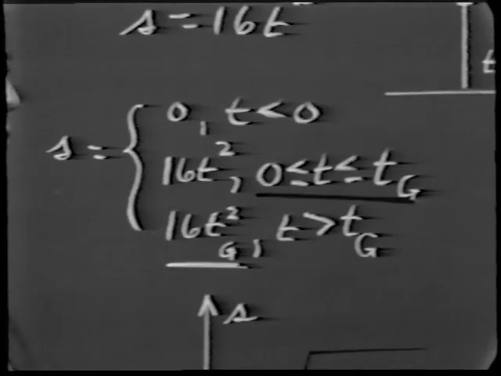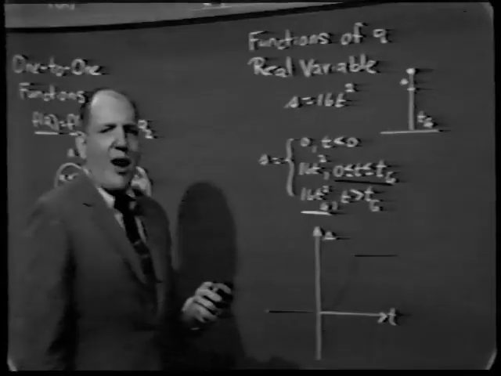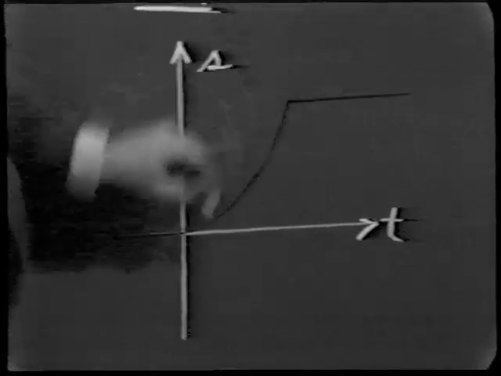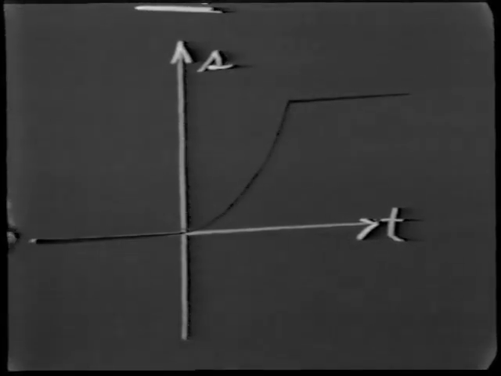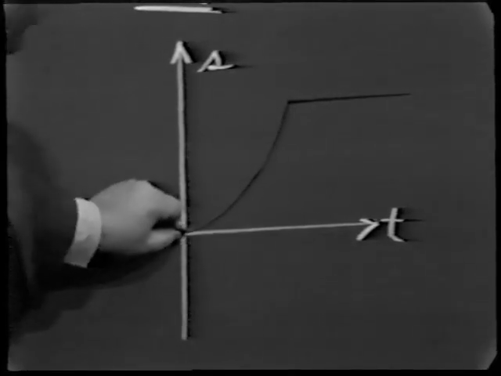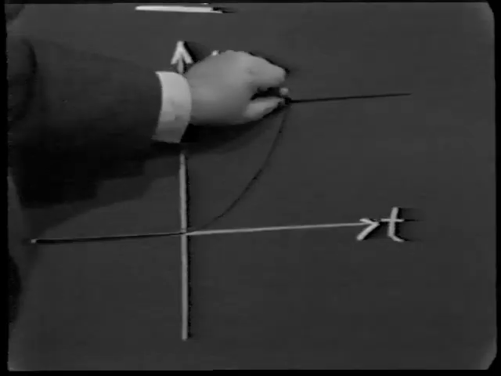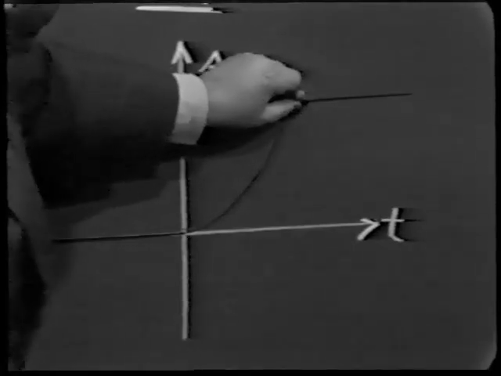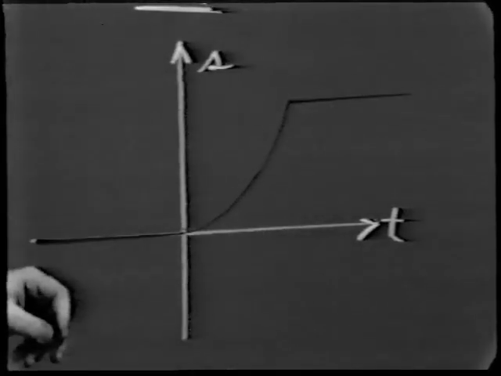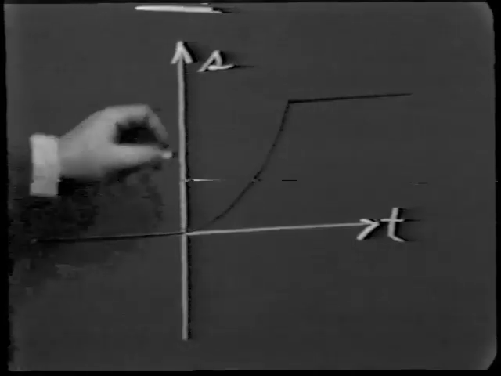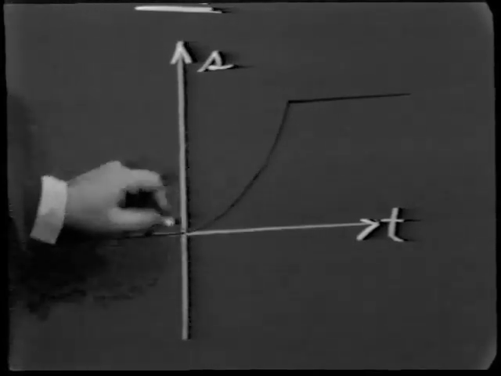If we wanted to graph this, and notice how we are refining our previous result, the graph is not this. You see, the graph is what? The distance is 0 until t equals 0. Then the distance that it falls increases up till the time the object hits the ground, and then it levels off like this.